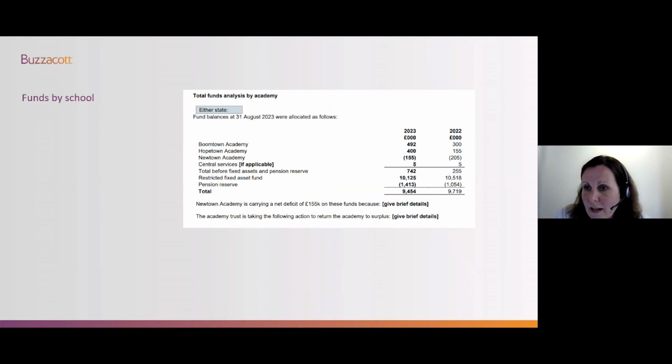So ensuring that 742 does tally to your unrestricted funds plus your restricted general funds, and then broken down by school as presented here.